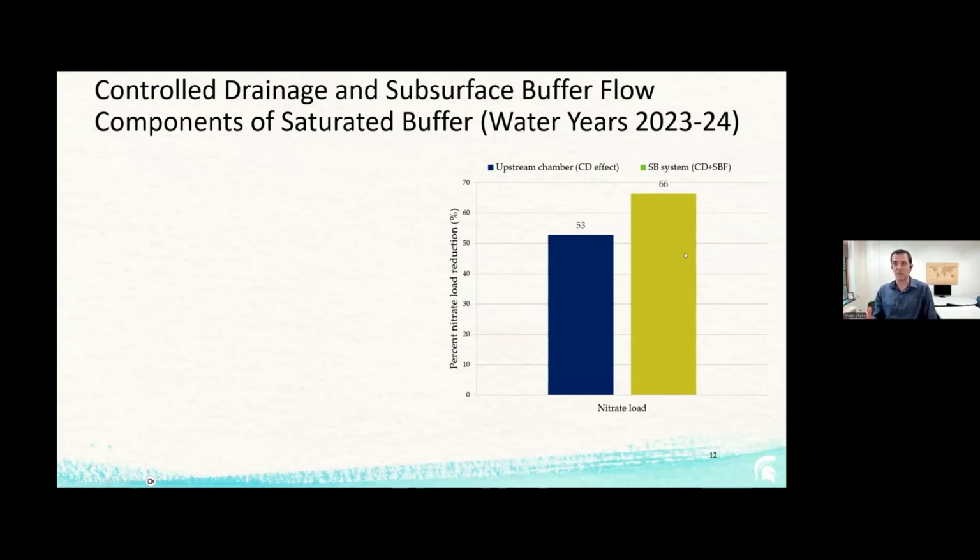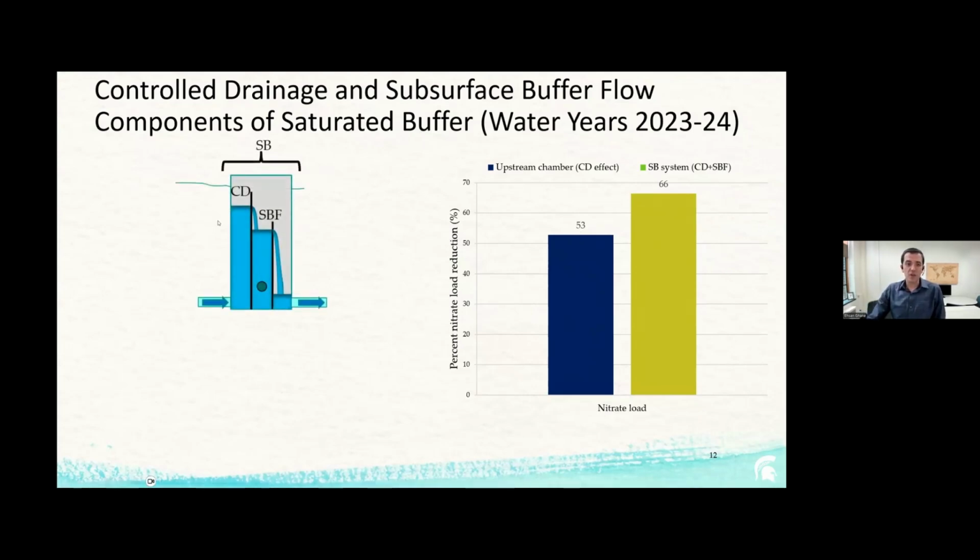load reduction. When you look at it as a whole, as a system, which I also explained, which is combined control drainage plus the subsurface buffer flow component, when you add those two benefits together, it becomes a 66% nitrate load reduction. As you expect, the whole system should be more beneficial than just one component of the system, and that's what the data is showing here. So you have a 66% versus a 53%.